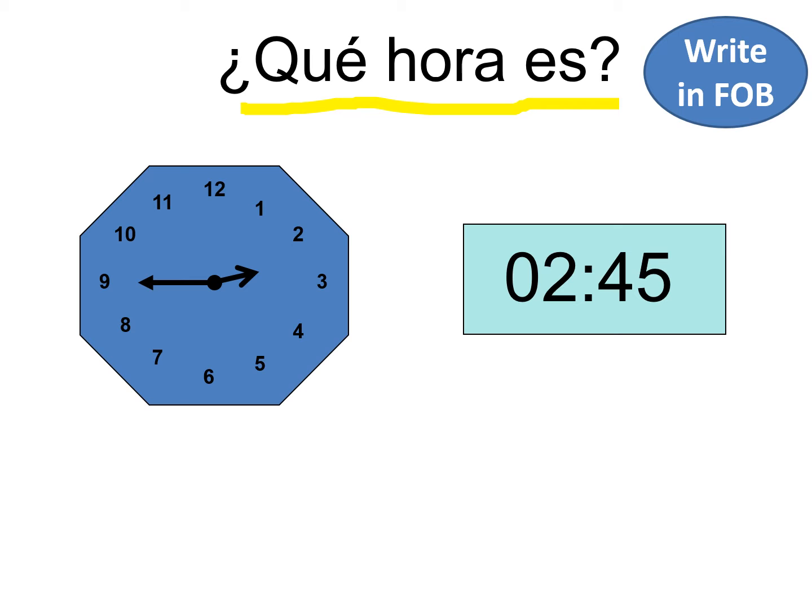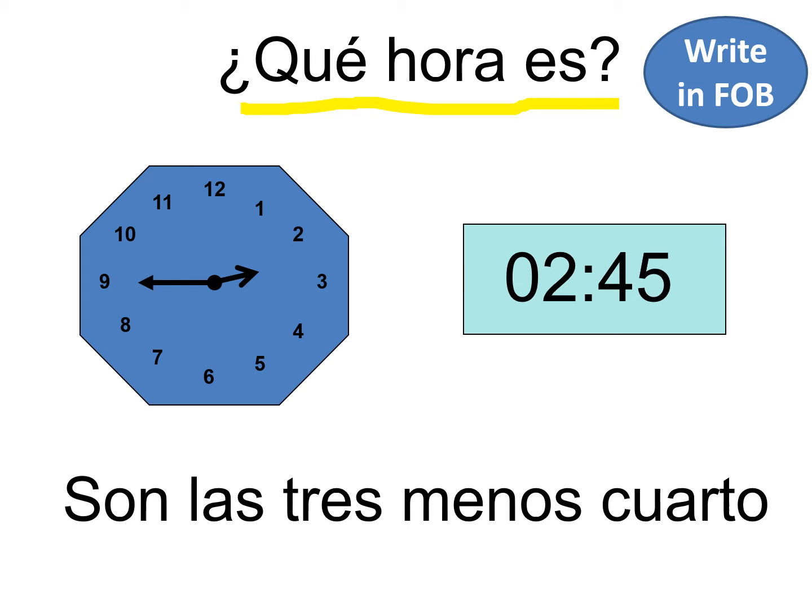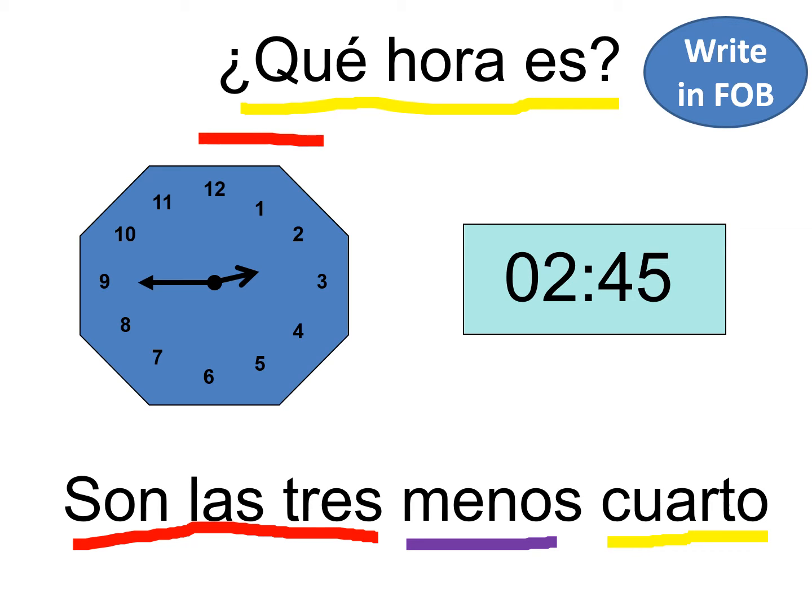Muy bien. Son las 3 menos cuarto. So quarter is cuarto. Because we are expressing the time to, we are changing the E that we learned previously for the menos. So we have it is 2:45, son las 3 menos cuarto. Fantástico. Now you're going to write in the front of your book, son las 3 menos cuarto, and next to it you're going to draw the clock.